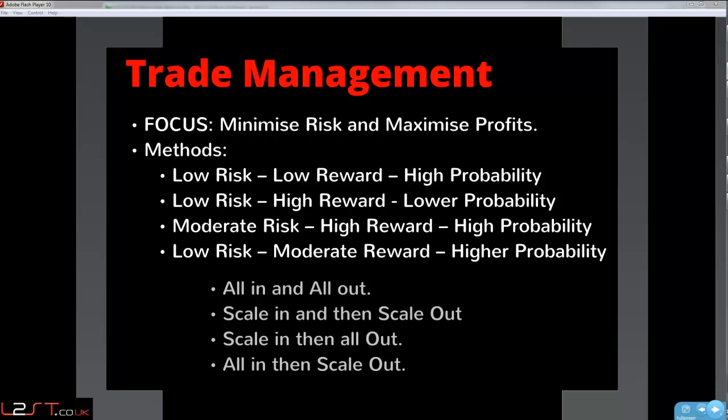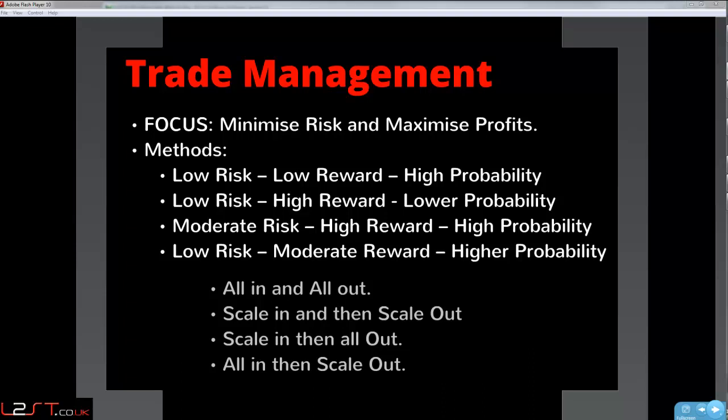Now, there's a few methods for managing your risk and maximizing your profits through trade management techniques. I've broken down trade management techniques into different categories. Some are low risk, but with a low reward, but a very high probability. Some are low risk with a high reward, but a lower probability. Some have around a moderate risk or medium risk, but a high reward potential, yet are still high probability. Then you have those that are low risk, moderate reward, which are higher probability.